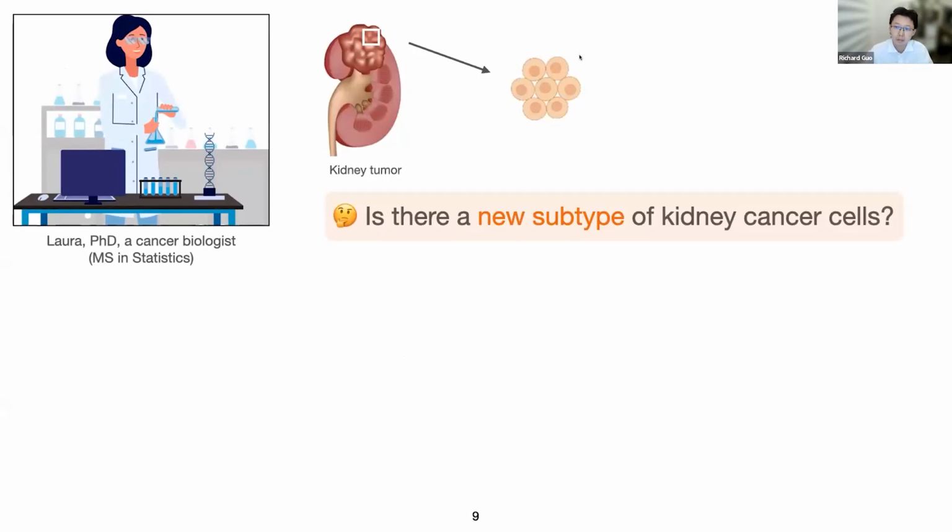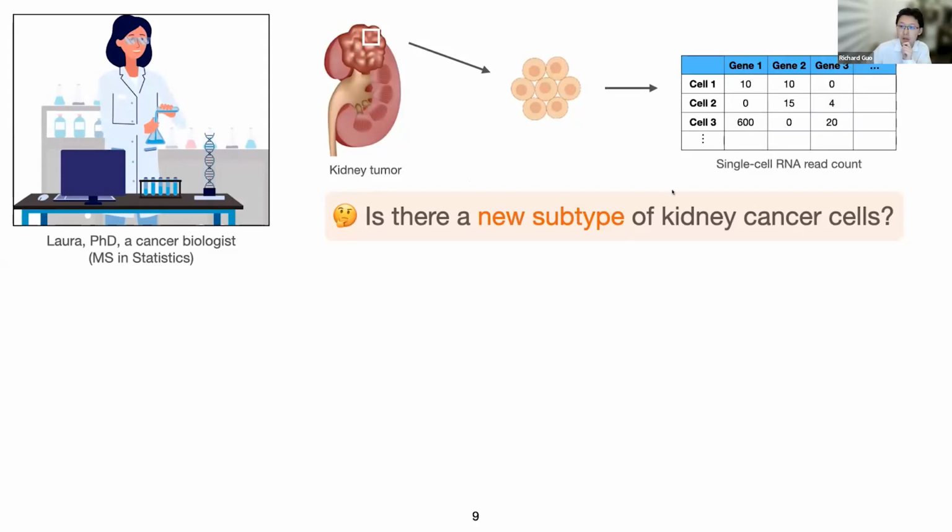And these belong to a patient diagnosed with a specific subtype of kidney cancer, and there are many subtypes. This belongs to a particular diagnosed subtype. And Laura basically wants to know if it is possible that there actually exists a new undiscovered type of kidney cancer cells within her sample. So she wants to answer that with this DNA sequencing data.